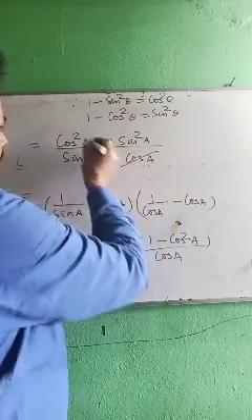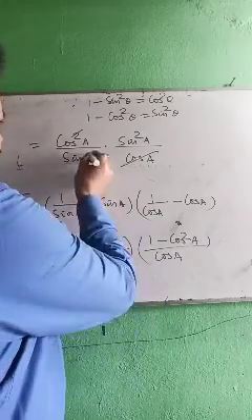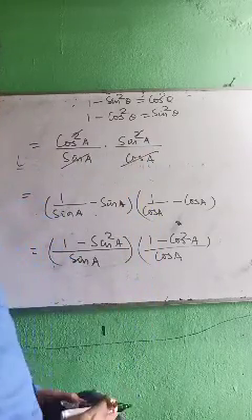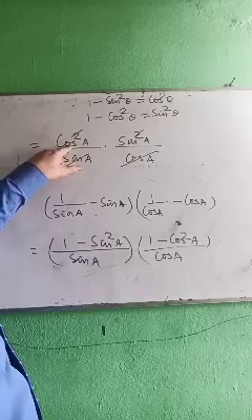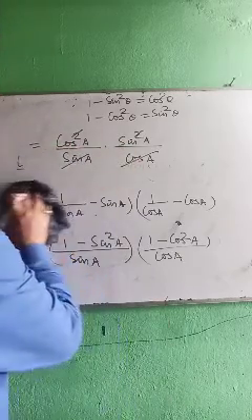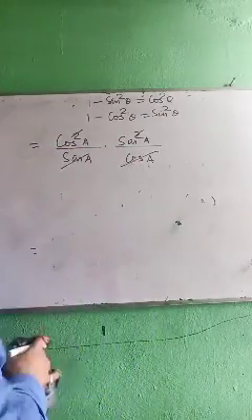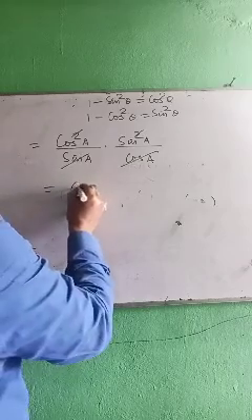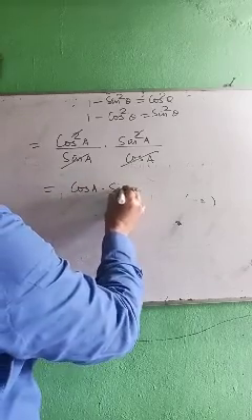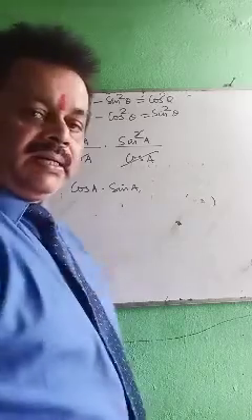Look, 1 cos is cancelled, 1 sin is also cancelled. So what is left? We get 1 cos and 1 sin, that is cos A into sin A. This is your left hand side.